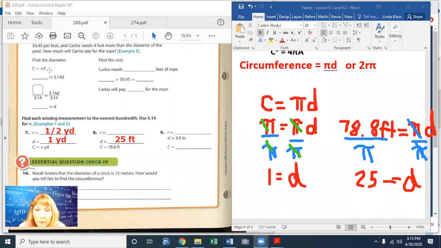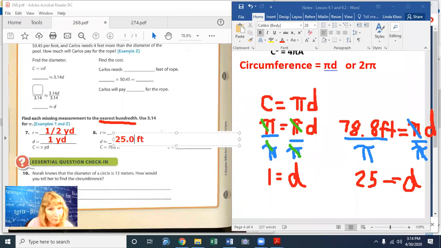Half of 25 feet. Oh, I just noticed the instructions told us to round to the nearest hundredth. I just noticed that. So they want us to round to the nearest hundredth. So let's go back to number 8. There isn't anything to round to in number 7, but number 8, let's do that again. 78.8 divided by pi, 3.14. It was 25.095, which then becomes, how do you do that? 25.095. I'm going to put that in there for a minute because I want you to look at that.